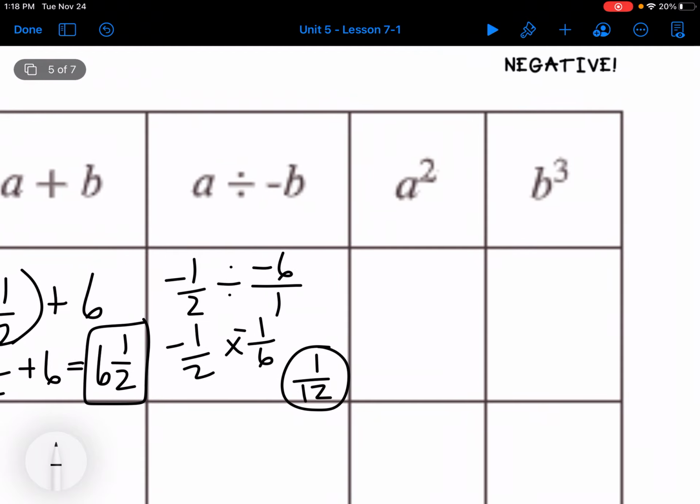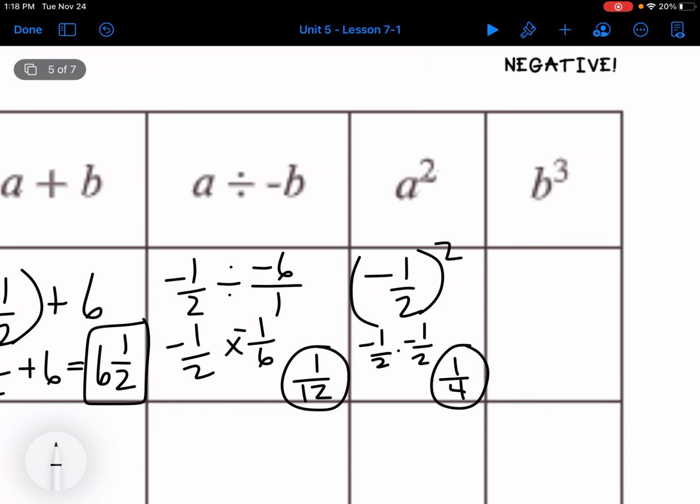All right, a squared, so that's negative 1/2 squared. That's negative 1/2 times negative 1/2, so it's going to equal a positive 1/4, because when the signs are the same, the answer is going to be positive.